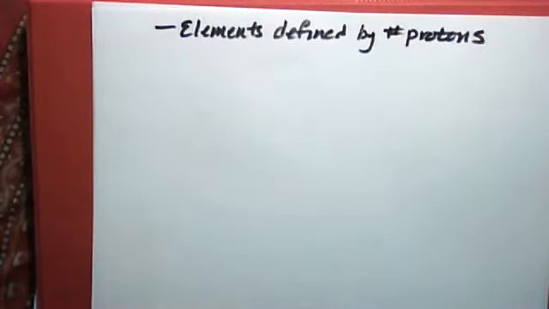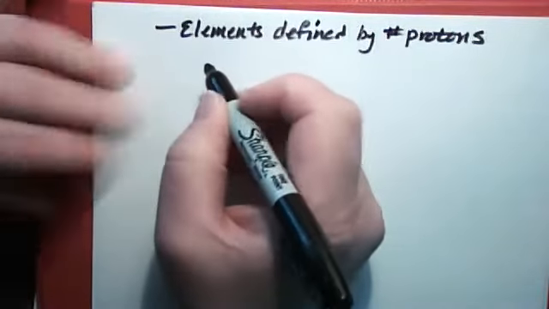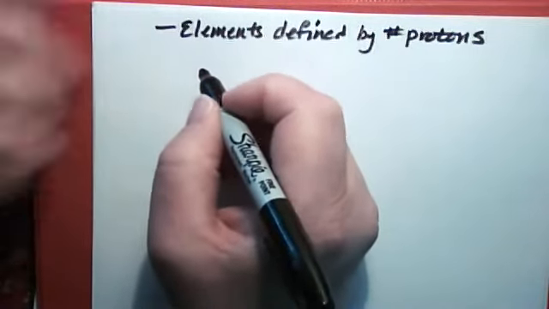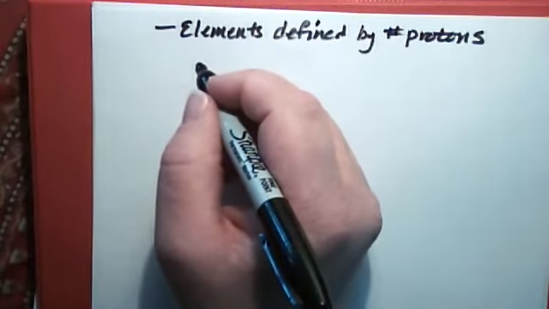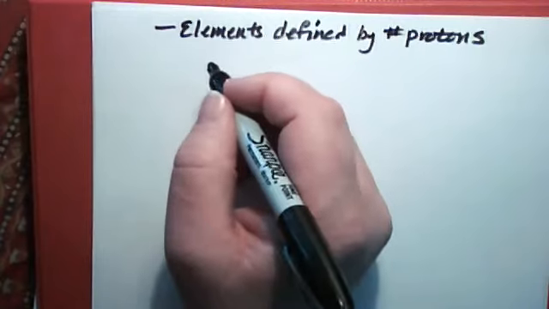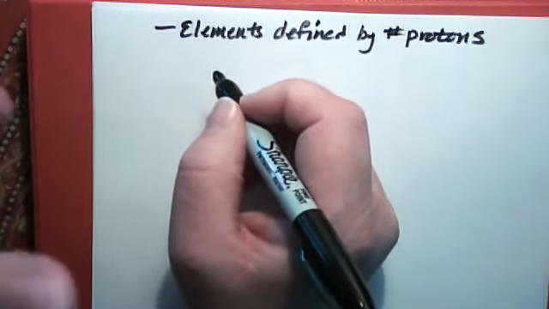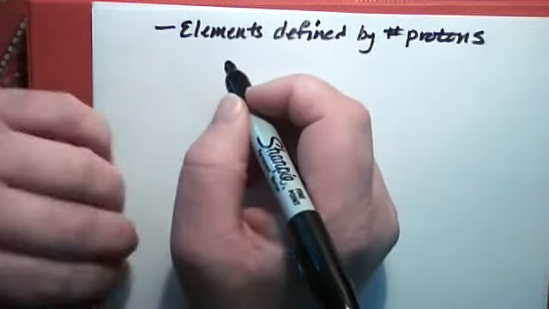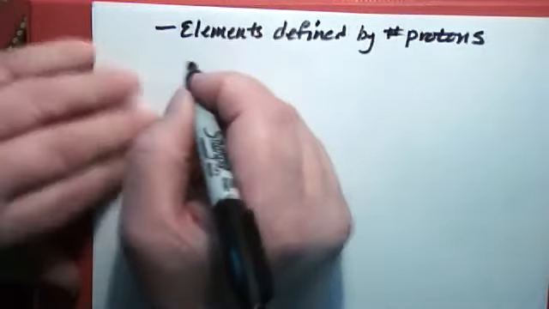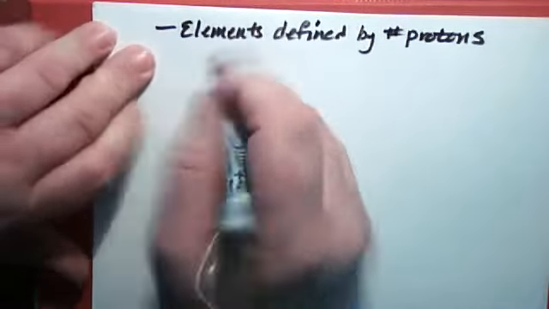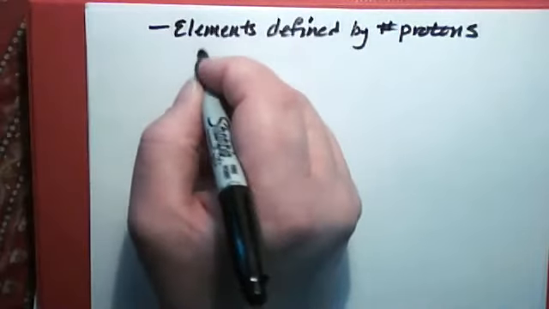Okay, as we were saying, elements are defined by their number of protons. All elements are made up of the same subatomic particles in the same relative positions, but remember, what distinguishes one element from another is the number of subatomic particles. And the one that's used to define which element you're dealing with is the number of protons.